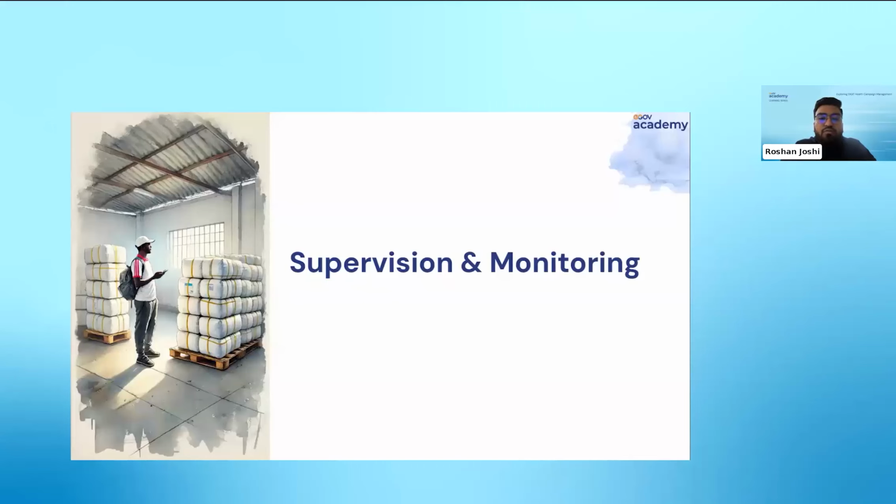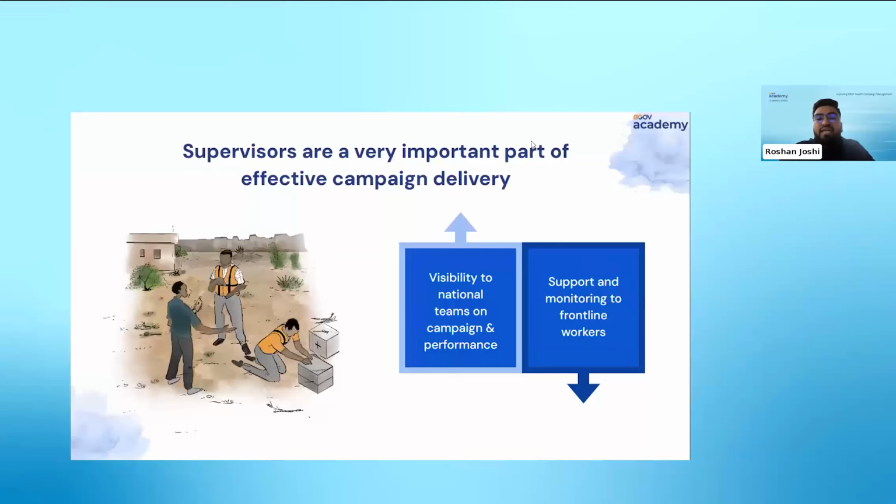Now moving forward to the supervision and monitoring module, this is relevant for supervisors in a country who are designated at different levels, starting from the national level. Then we have state or province level supervisors, and district level supervisors. We also have field level supervisors who are in charge of monitoring the teams on the field and also take the attendance of the field teams while they are on the field during the campaign. This helps maintain visibility for the national teams on the campaign progress and also the performance of the field teams.